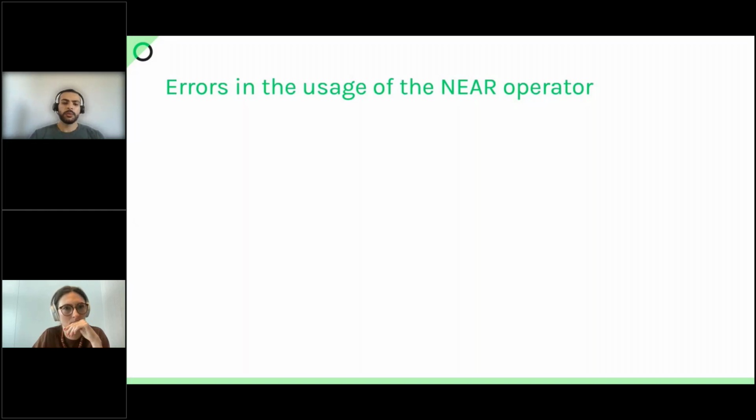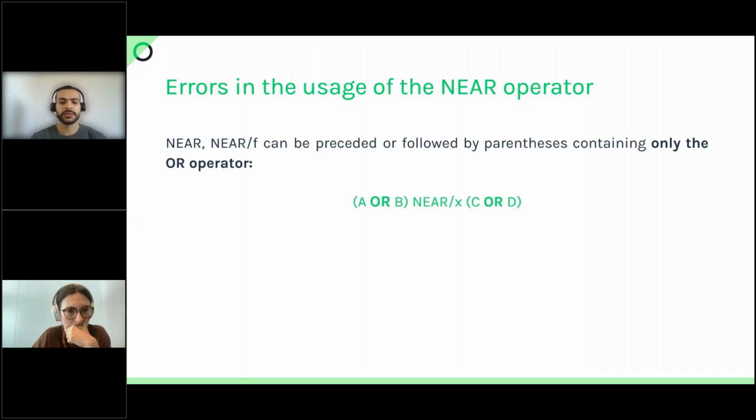So now let's see some common errors in the usage of the NEAR operator. The NEAR operator requires proper structure. If you are looking for two groups of keywords that should appear at a specified distance from each other, they can only be preceded or followed by parentheses containing only the OR operator, like the example shown on your screen. So both groups of keywords contain only the OR operator.